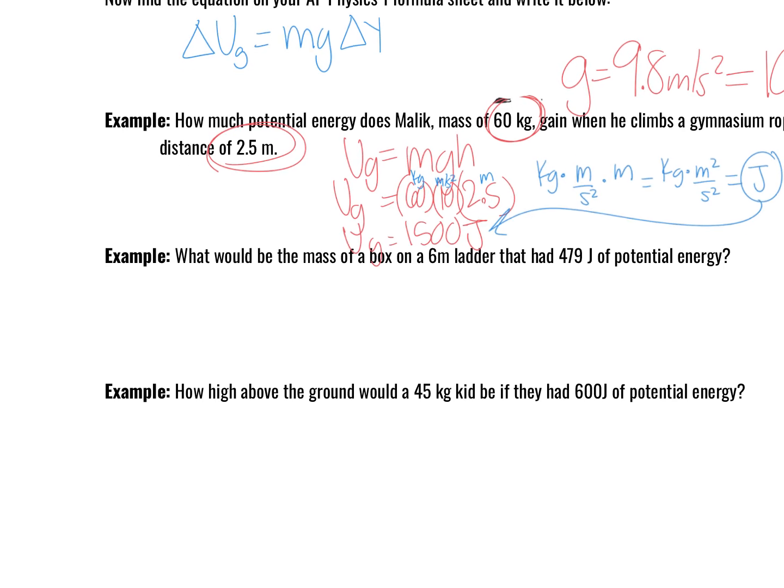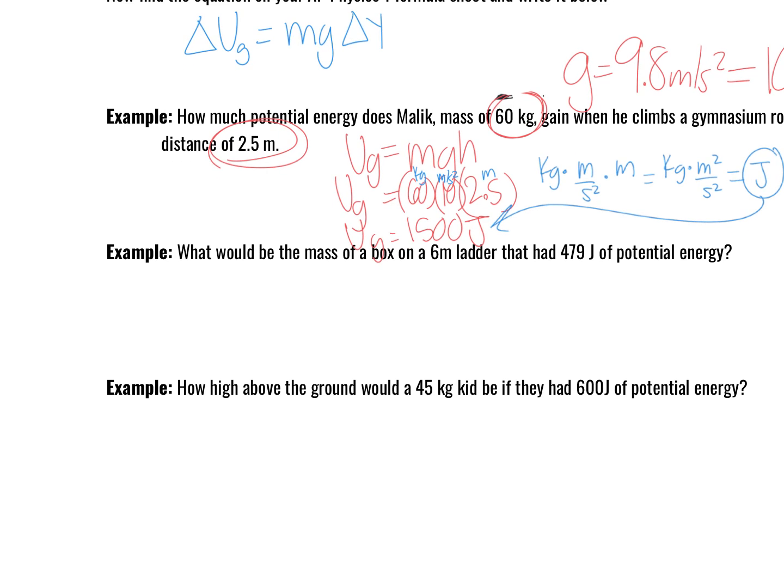All right, looking at the next one. What would be the mass of a box on a 6-meter ladder that had 479 joules of potential energy? This time, instead of using the 10, we're going to use 9.8, just so that we can work with some more decimal numbers. So start with your equation. Plug in the things that you know.